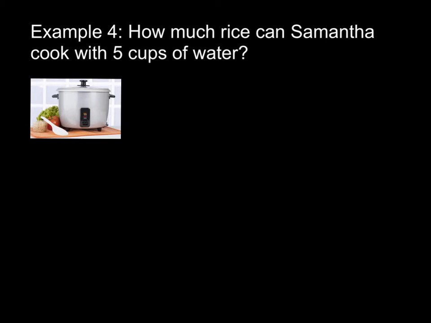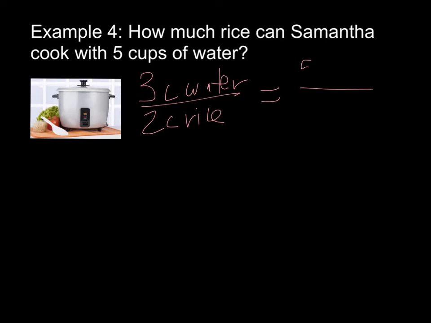We still have the same rate of 3 cups of water to 2 cups of rice. That hasn't changed. And now we know that she has 5 cups of water. We just need to figure out how many cups of rice she can cook. Just like every other proportion we've done, we are going to do our cross products.